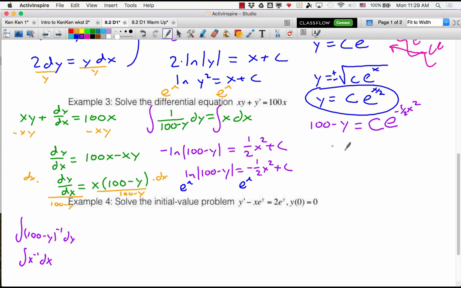Okay, solving this, I'm going to subtract 100 and I'm going to divide everything by negative 1. So it'd be y equals C e to the negative 1/2 x squared plus 100.